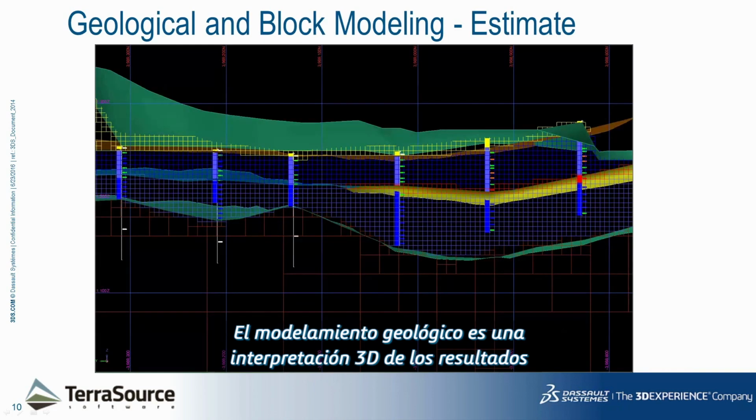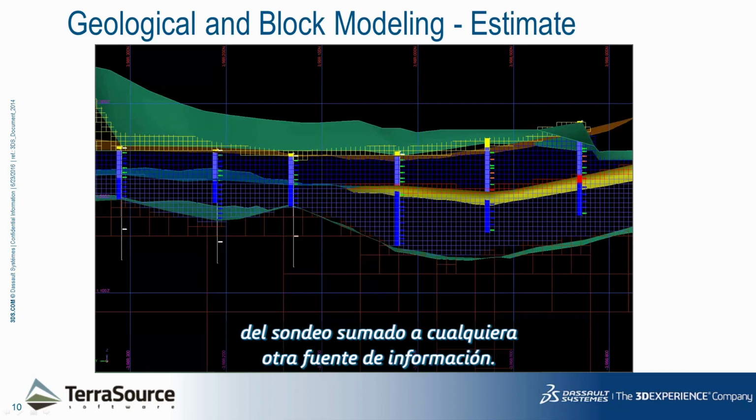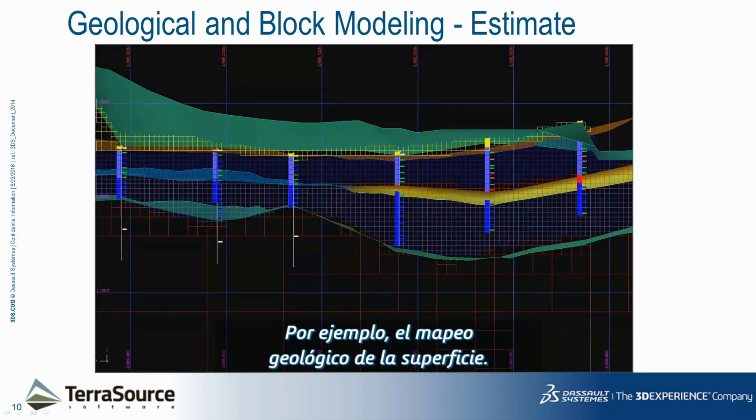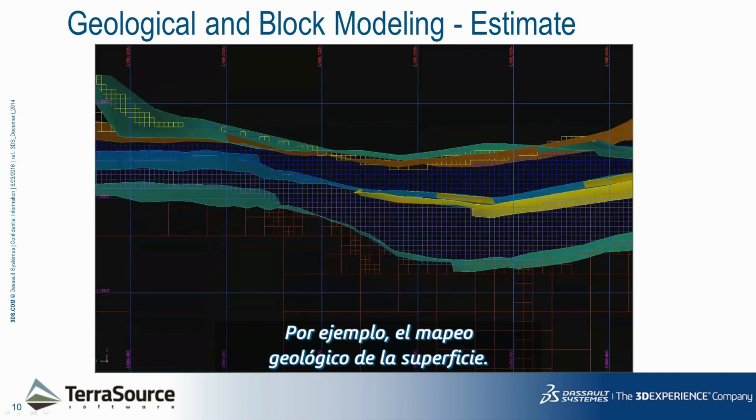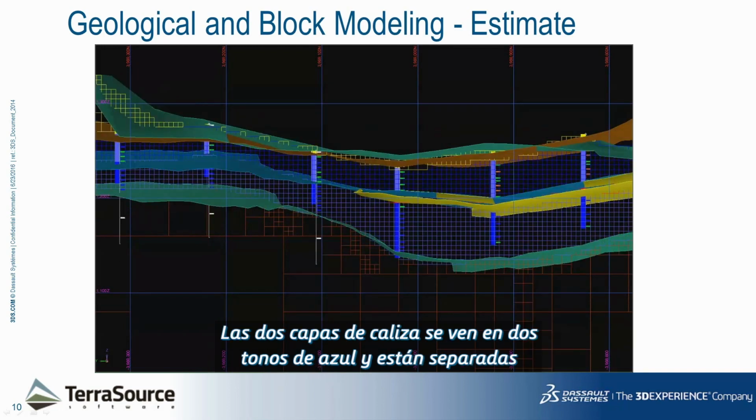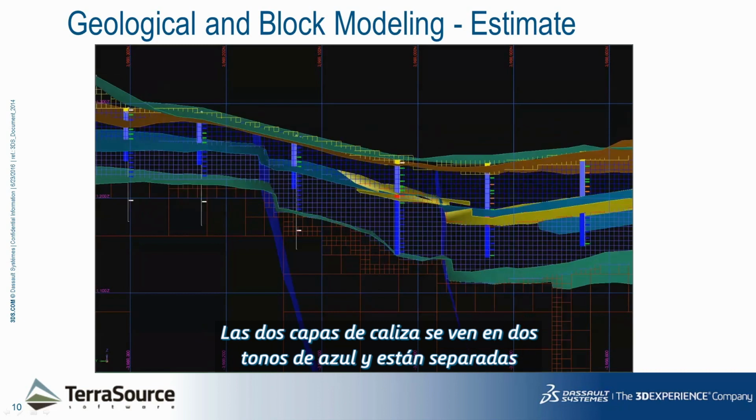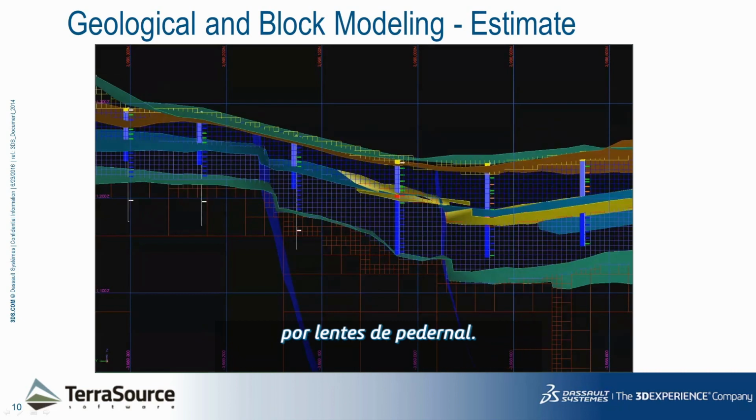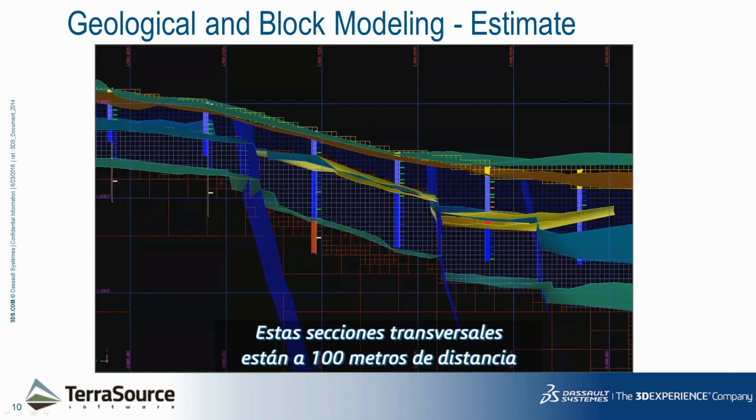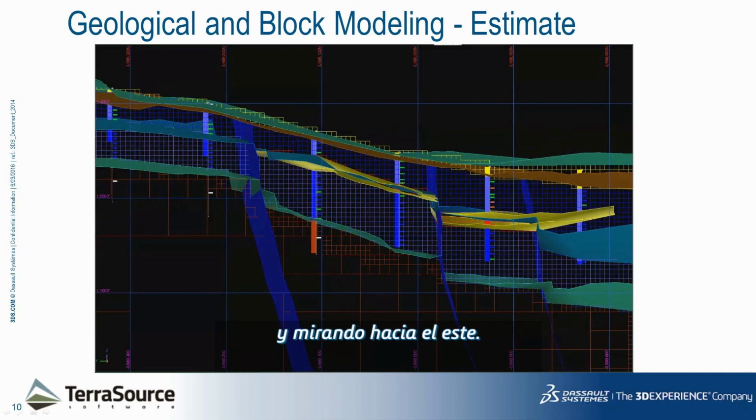Geological modeling is the 3D interpretation of the drill hole results along with any other sources of information, for example, surface geological mapping. The two limestone beds are in two shades of blue and are locally separated by a chert lens. These cross-sections are 100 meters apart and we are looking towards the east.